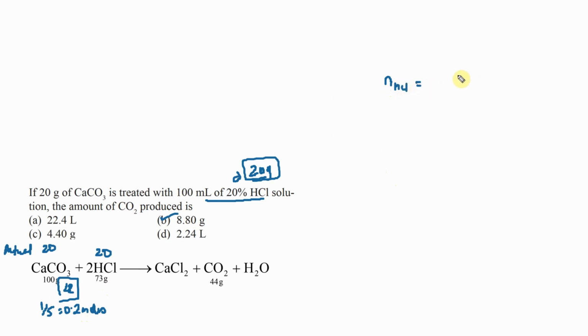Moles HCl given is 20 divided by molecular mass, 36.5. This is the moles HCl given. Moles HCl used is 0.2. Leftover is, let's call it 1 and 2, 1 minus 2. So we know the moles. Leftover mass would be times molar mass.